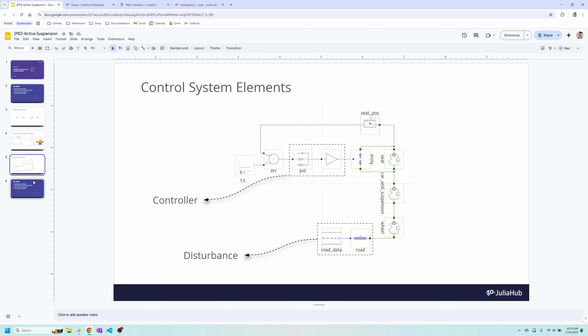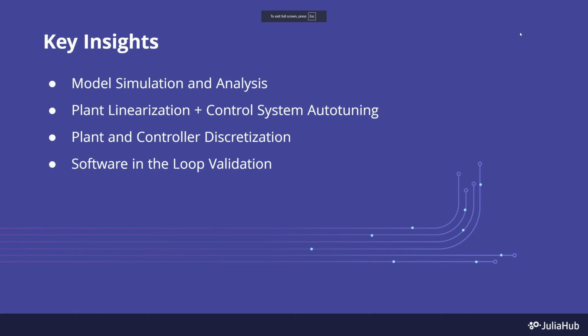Okay, so in summary, what we went over today was how we can create models and simulate and analyze them inside of JuliaSim. We then linearized the plant portion of the model to allow for control system auto-tuning and optimization. We discretized the plant and controller in time to implement a digital controller, ultimately enabling software in the loop validation.